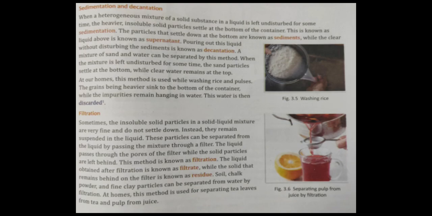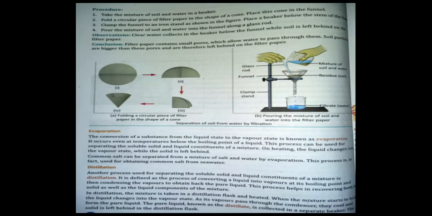Now the next method is evaporation. This method is used to obtain a solid substance from its mixture in a liquid. The process during which a liquid changes into vapor at a temperature below its boiling point on heating is called evaporation. The solution is heated to evaporate the liquid from the solution. When the whole of the liquid has evaporated, the solid substance is left behind. For example, salt is separated from sea water by evaporating it under the heat of the sun.